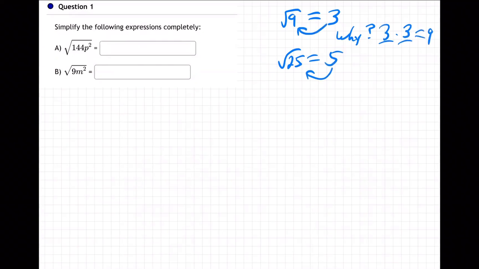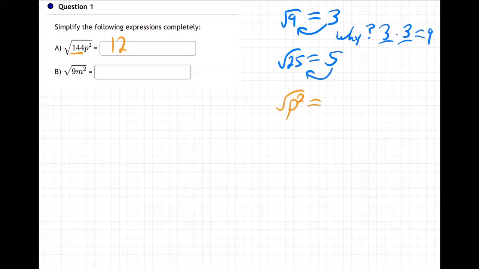Right. So with that in mind, let's make sure we're clear on that. Let's do our problem. What's the square root of 144? Well, I don't know if you know that one. You can use your calculator, of course. Just hit the button. It'll come out 12. And then what do you think we do with the p squared? What's the square root of p squared?